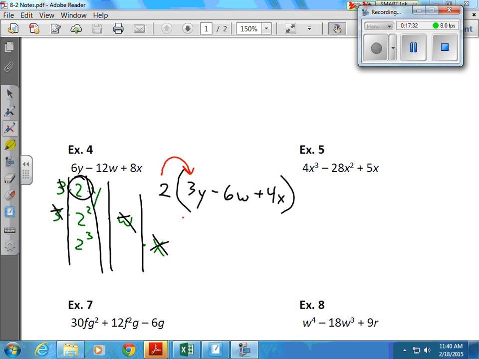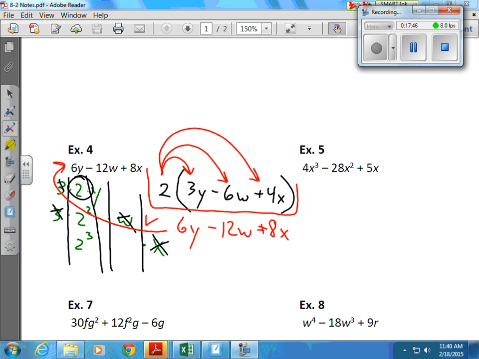2 times 3y is 6y. 2 times negative 6w is negative 12w. 2 times 4x is 8x. Did I get what I started with? Yes. So this is correct. And do these three things have anything else in common that I missed? Does 3, 6, and 4 have anything in common that I missed? No. Do they have any variables the same? No. So then I know I'm done.